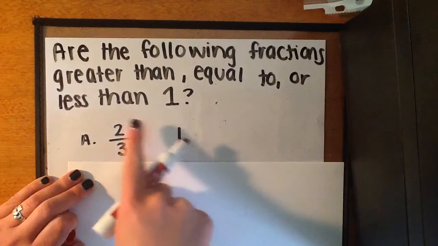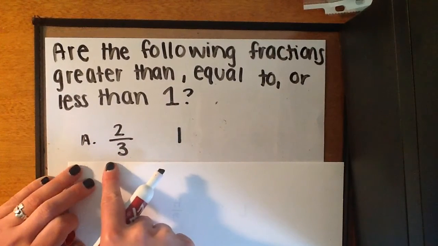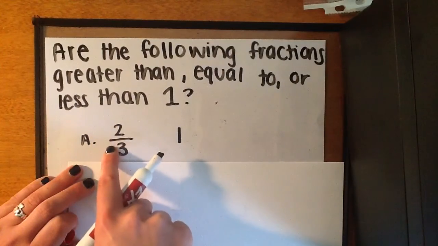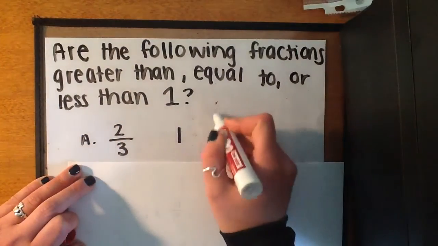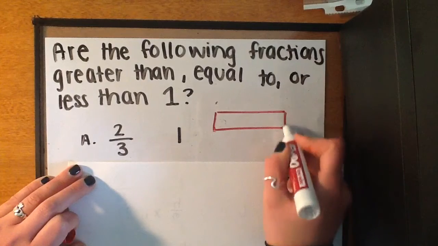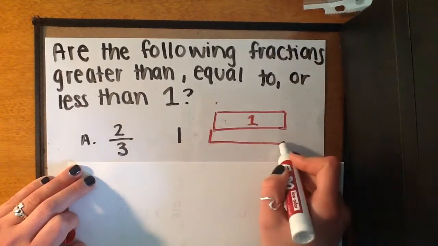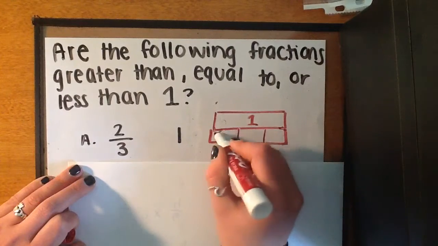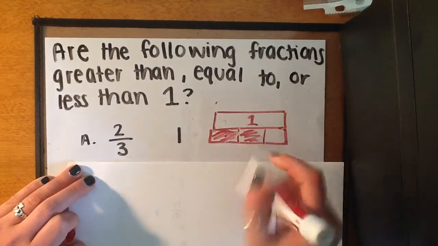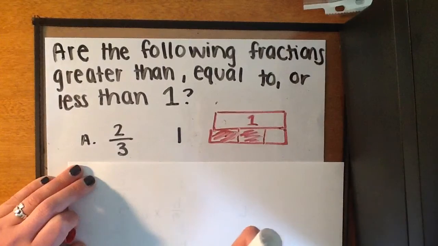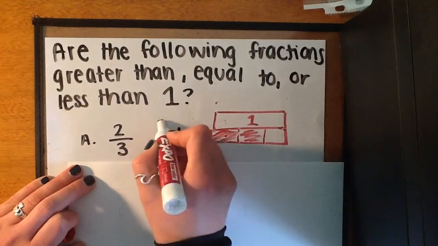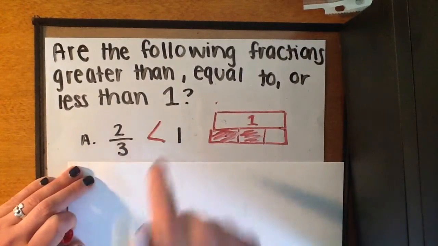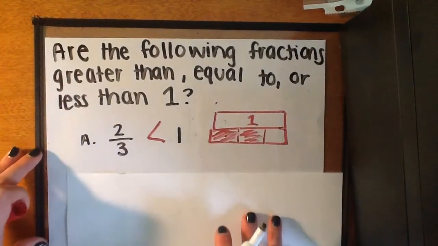So if I look at 2/3, 2/3 has the numerator smaller than the denominator. And if I drew a picture and I had a whole here and I wanted to show 2/3 in comparison, 2/3 is smaller than 1 whole. Therefore, 2/3 is less than 1. So let's look at the next one.